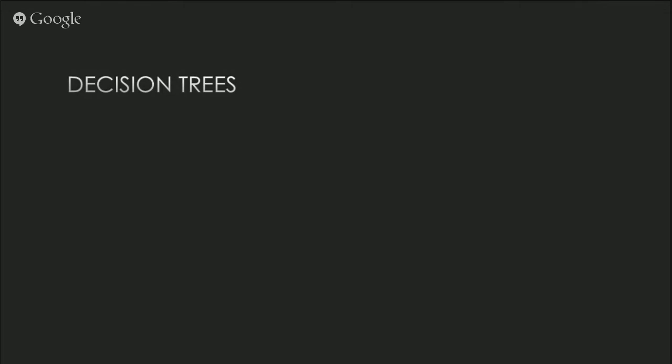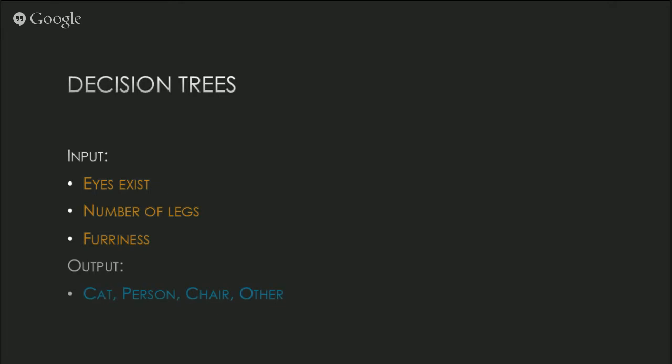I wanted to show you how a decision tree works. Decision trees are one specific class of machine learning amongst many others. So let's think about a problem where we have an object, and about that object we have 3 pieces of information: whether it has eyes, the number of legs it has, and whether it's furry or not. Let's say those are the 3 bits of information we have about an object. And we want to predict whether or not the object is a cat, a person, a chair, or something else.